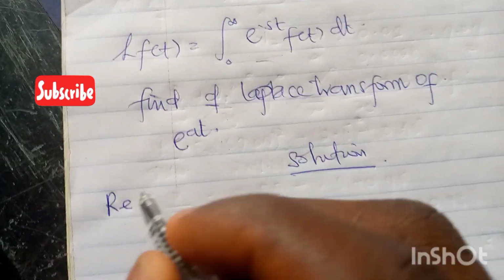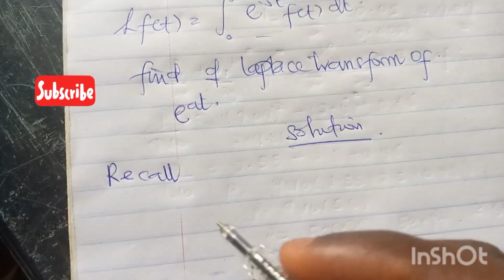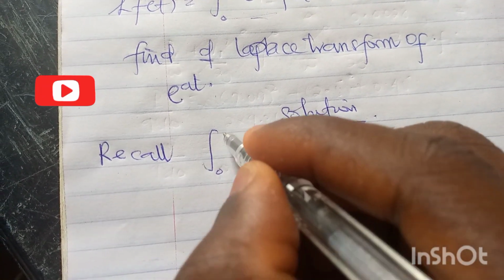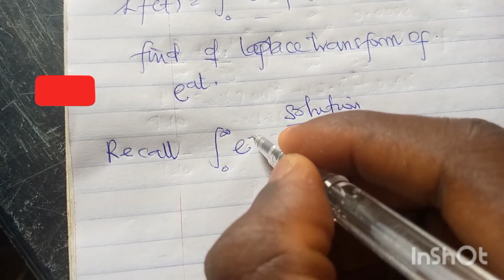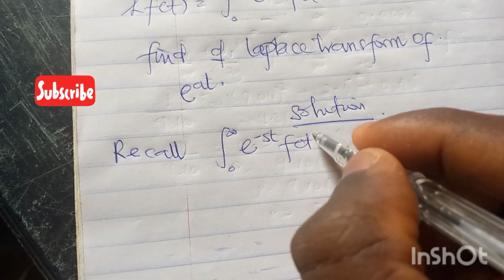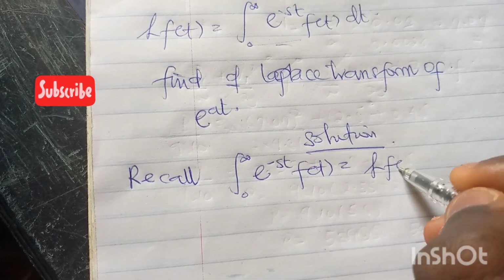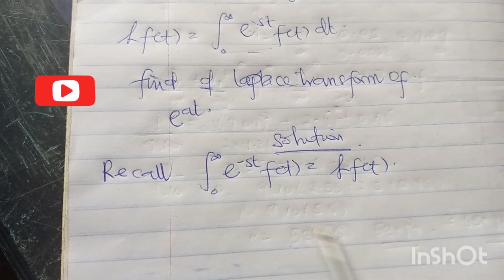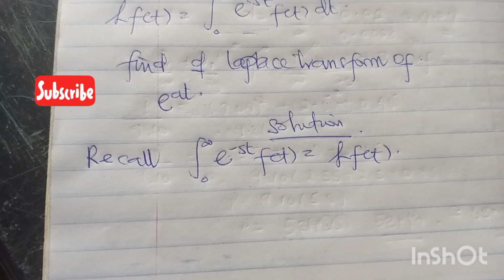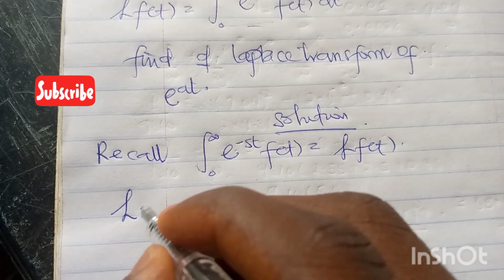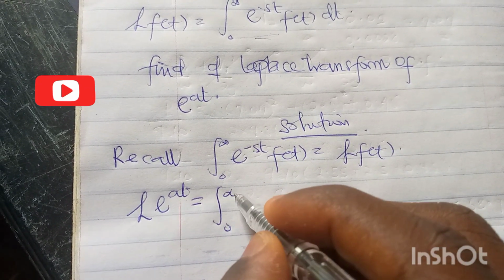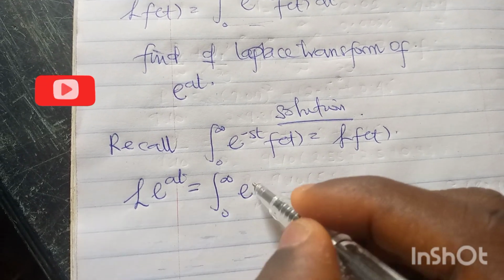First thing you do, recall your formula. And your formula is what? Integral 0 to infinity, exponential minus st, f of t dt equals the Laplace of f of t. Then they said we should find the Laplace of exponential at. Laplace of exponential at will be what? Integral 0 to infinity, here you get, exponential minus st.